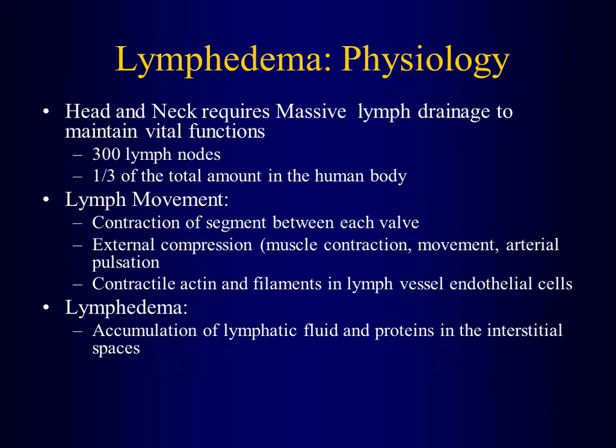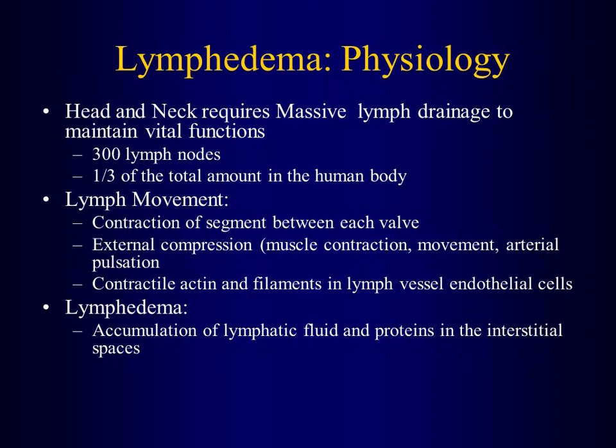As all of you are probably aware, the head and neck has a massive number of lymph nodes within the anatomic structures of the head and neck itself, 300 lymph nodes. This is a third of the total body content of lymph nodes. Lymph movement requires contractions of segments between valves, and that can be aided by external compression of the lymphatic structures by movement, muscle contraction, arterial pulsation.